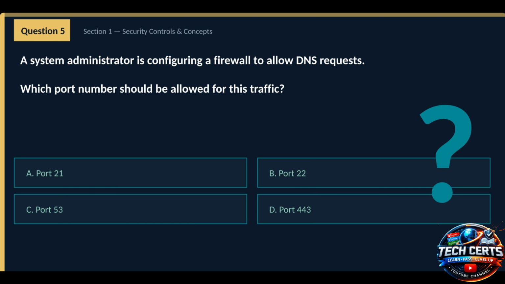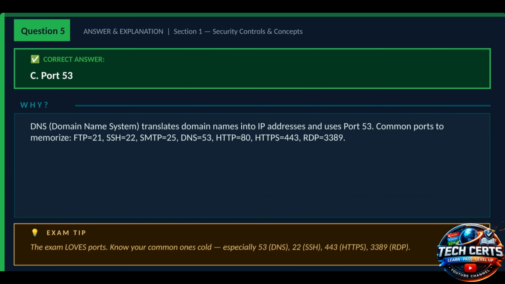Question 5. A system administrator is configuring a firewall to allow DNS requests. Which port numbers should be allowed for this traffic? The correct answer is C, port 53. DNS, domain name system, translates domain names like google.com into IP addresses, and it uses port 53.